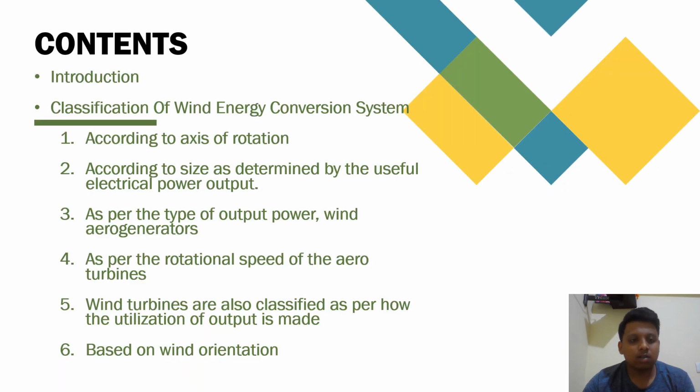First, let us look into the contents. We start with the introduction. Next, we will go into the classification of wind energy conversion systems. There are six types of wind energy conversion systems, starting with according to the axis of rotation, according to the size as determined by the useful electrical power output, as per the types of output power of wind aero generators, as per the rotation speed of aero turbines. Wind turbines are also classified as per how the utilization of output is made, based on which wind generation.